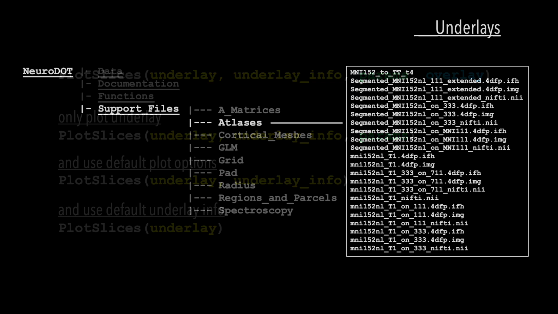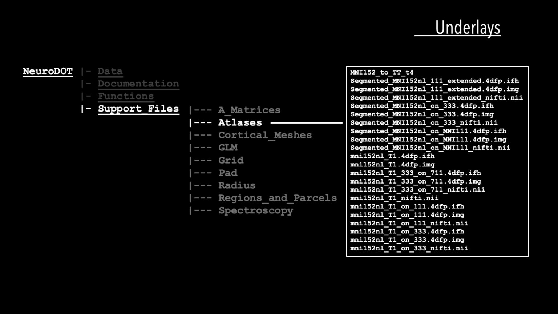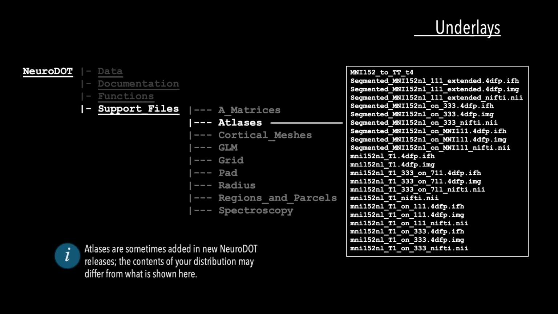The underlay used with plot slices is typically a standard anatomical atlas. A collection is included with the NeuroDOT distribution as shown here. These include segmented and unsegmented MNI and IXI atlases in Nifty and 4DFP format.